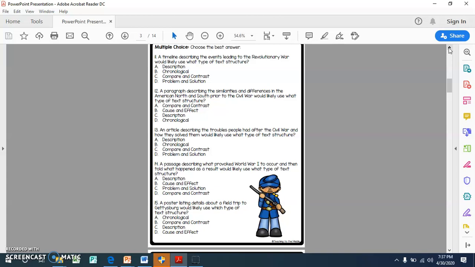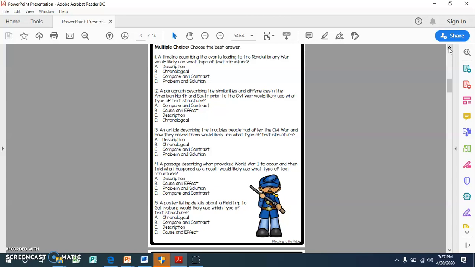A passage describing what provoked World War I to occur and then told what happened as a result would likely use what type of text structure? Description, cause and effect, problem and solution, or compare and contrast. And next, a poster listing details about a field trip to Gettysburg would likely use what type of text structure? Chronological, compare and contrast, description, or cause and effect.